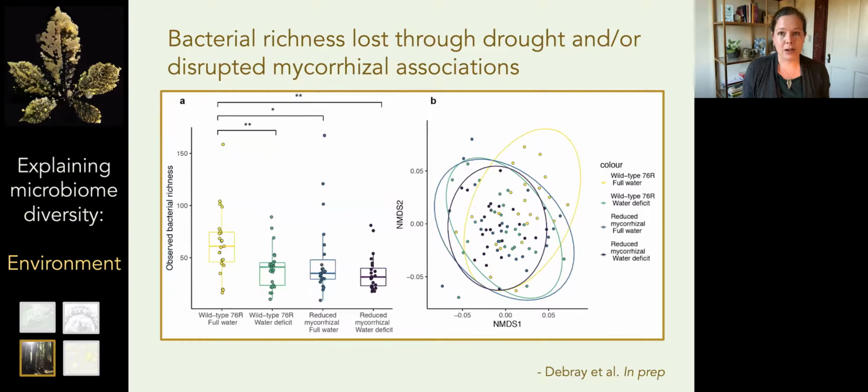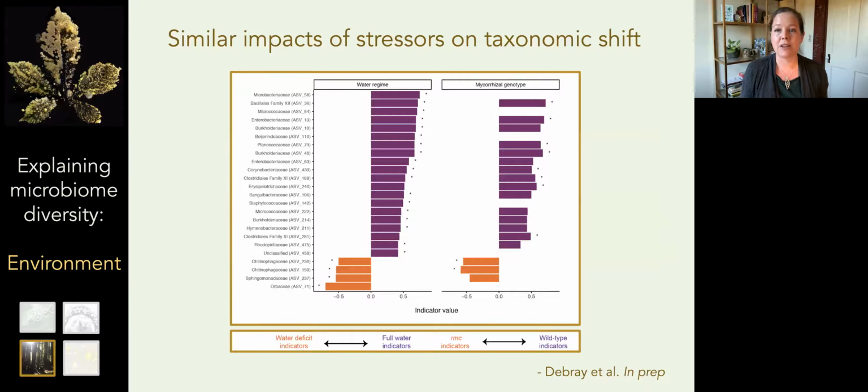But the second thing I want you to take away is what impact this had on diversity. And in microbiomes in particular, a general rule of thumb, although there are many exceptions, is that higher diversity of the microbiome is associated with better health, with better function. And in this case, what we find is the highest alpha diversity, so species richness, over on the left here with the wild type tomato plants that were grown in full water. And if you start stressing those plants out, putting them into drought or reducing their below ground associations with mycorrhizae, then you lose diversity.